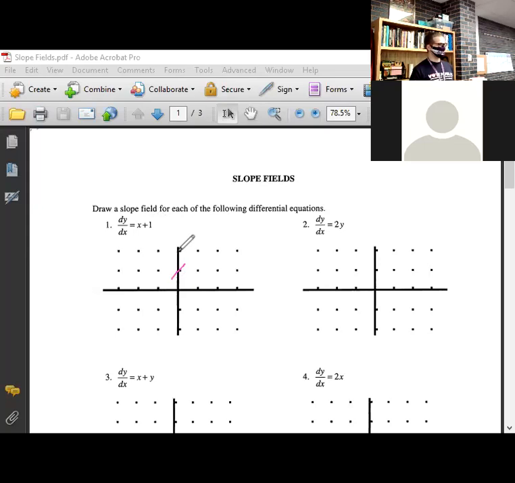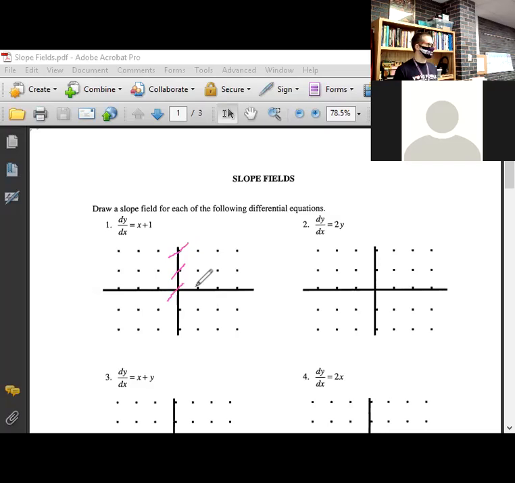This spot is this point 0, 2. So I'm going to plug in 0 for x, 2 for y. And then whatever that gives me, which in this case is 1, I'm going to draw a slope of 1. Right here, 0, 0. Plug in 0 for x, plug in 0 for y. I get a slope of 1.